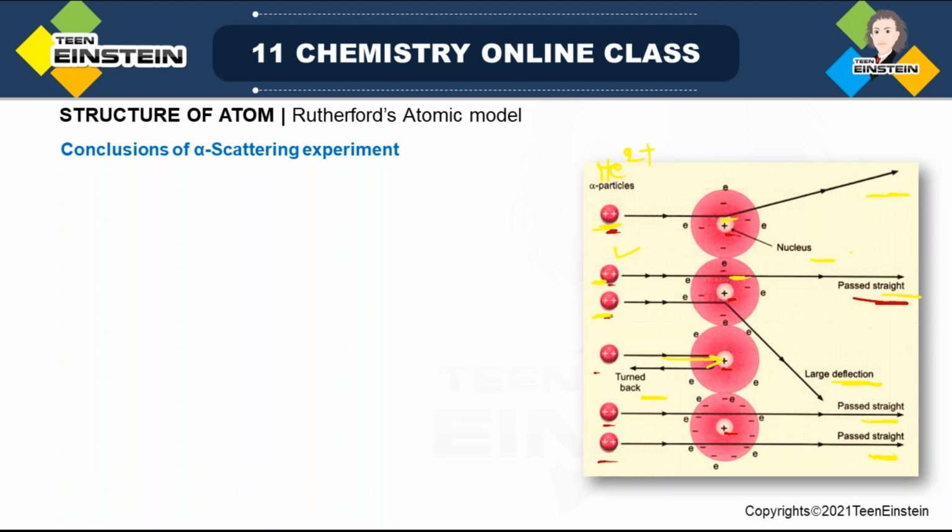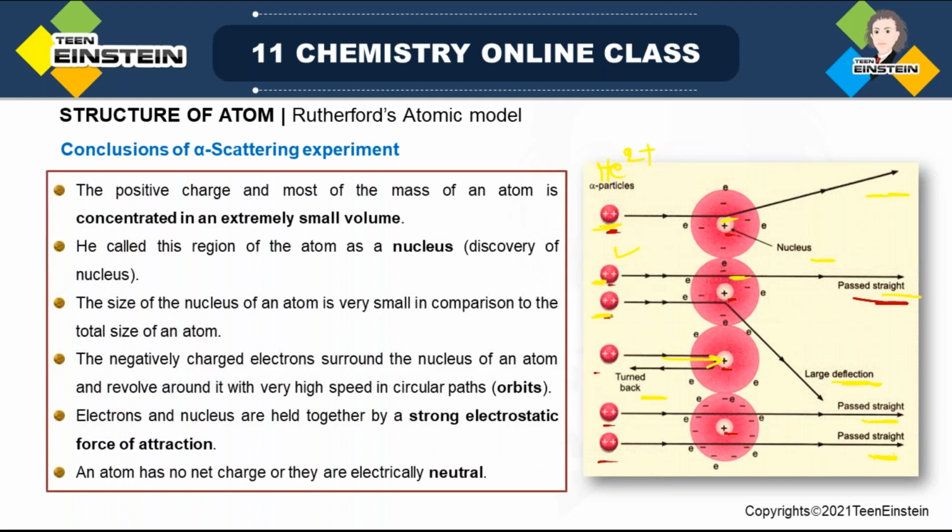Now, what are the conclusions we can draw? The positive charge and most of the mass of an atom is concentrated in an extremely small volume. So that is why most of the helium-2+ particles are passing straight, most of them. Rutherford called this region of the atom the nucleus. So in this way, the nucleus was discovered.